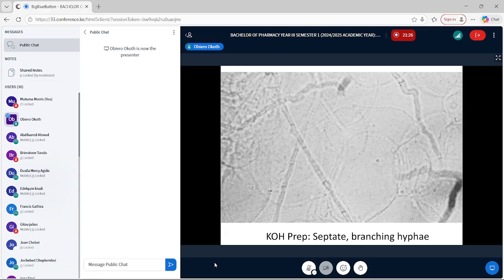This is another example of a potassium hydroxide preparation. Now, this is what we mean by septate. It looks like bamboo; they are long and branching up and down. Septate branching hyphae is what you see under the microscope. But there are other ways to investigate for fungal infection, including cultures.